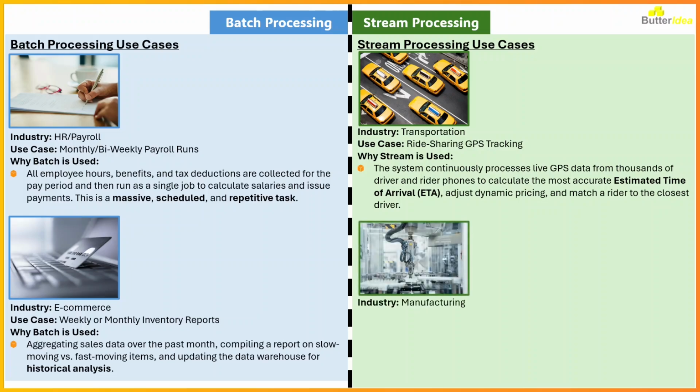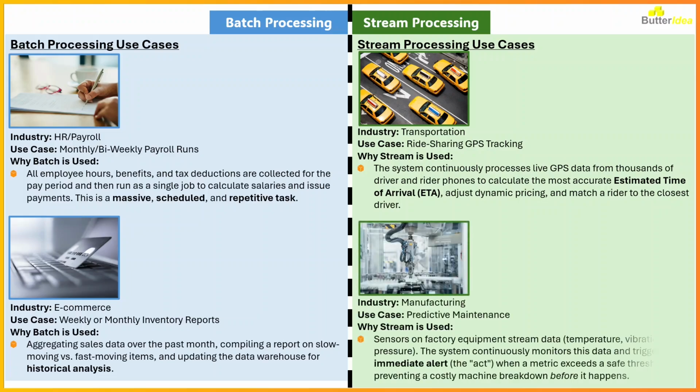In manufacturing, stream processing enables predictive maintenance. Sensors attached to machines stream live data, such as temperature, vibration, and pressure. The system constantly monitors these readings and triggers an immediate alert whenever a value exceeds a safe limit, preventing costly breakdowns before they occur.